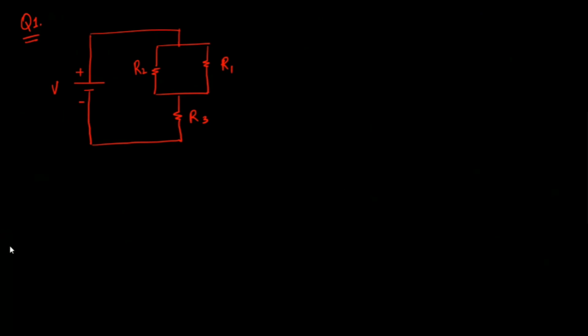R1 is 6 ohms, R2 is 3 ohms, R3 is 10 ohms, and the potential of the battery is 12 volts. The question asks which resistor will carry the most current. Basically, which resistor will have more current passing through it? This is the first thing we have to answer. Also, we have to tell what the current and voltage are across each resistor as well.